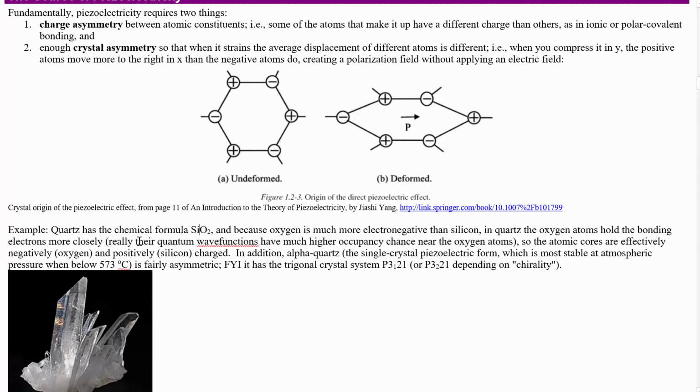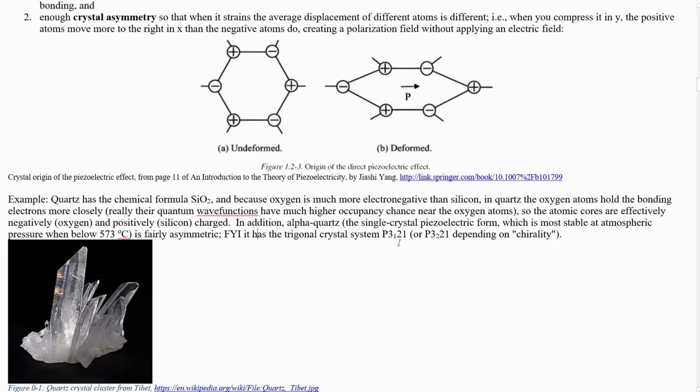Anthropomorphizing the elements is a taboo, right? So I should say that the quantum wave functions associated with silicon and oxygen bonding together, because of oxygen's higher electronegativity, will have a higher occupancy chance near the oxygen atom. So we're more likely to find the electrons closer to the oxygen, and the oxygen atoms are effectively more negatively charged than the silicon ones as a result. Or at least there's more negative charge near the oxygen atoms than there are near the silicon ones.